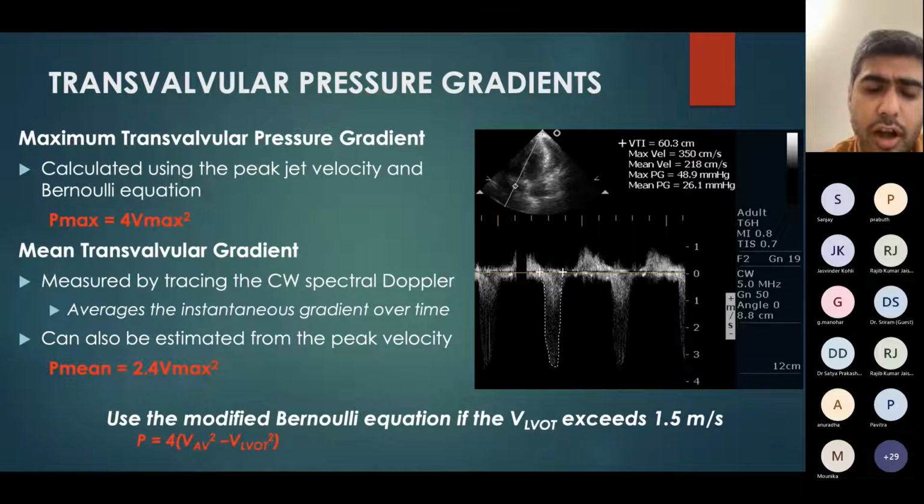If there are high LVOT velocities, then we have to use the modified Bernoulli equation, as LVOT velocities of more than 1.5 meters per second cannot be considered insignificant. So the pressure in this situation will be 4 times V square. From the aortic valve velocity, we have to subtract the square of the LVOT velocity.